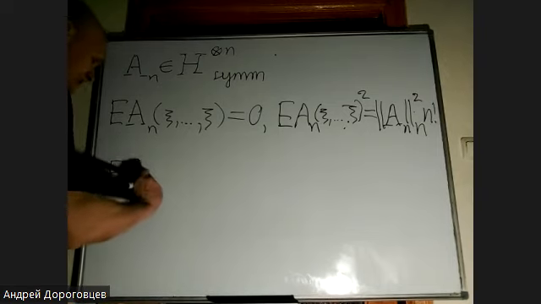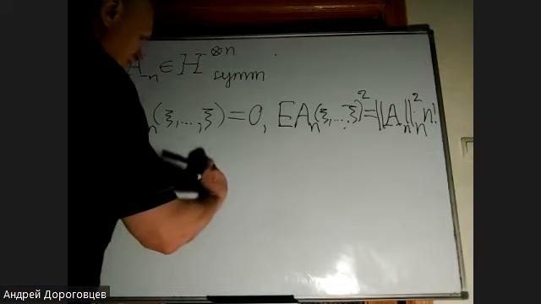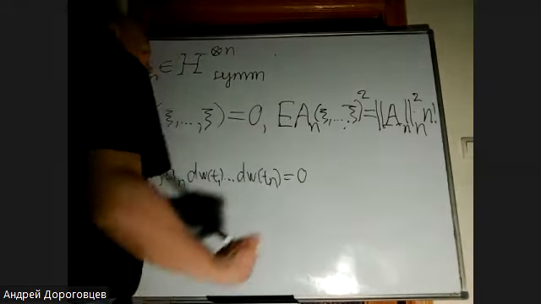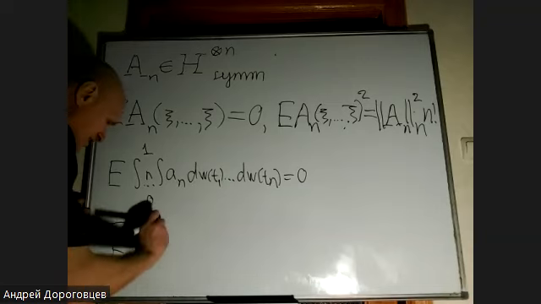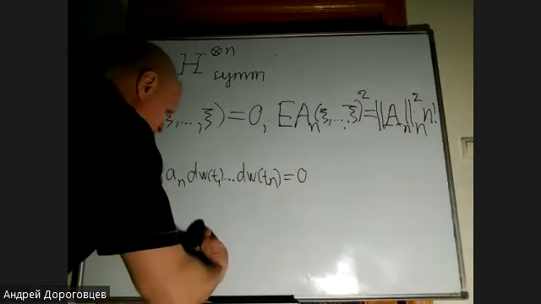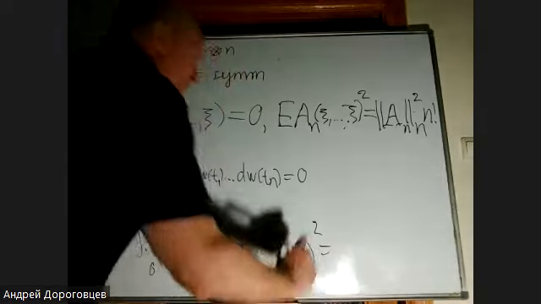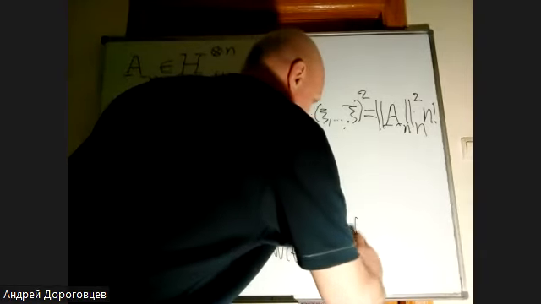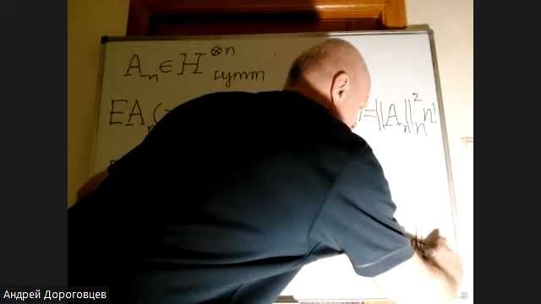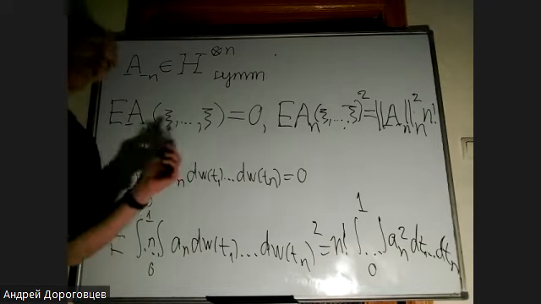The expectation of the multiple integral from 0 to 1 of a_n dw(t1)...dw(tn) is equal to 0. The expectation of the square of this integral is equal to n factorial times exactly the same Hilbert-Schmidt norm, the integral of a_n squared dt1...dtn. Moreover, we remember the procedure of definition of this quantity.